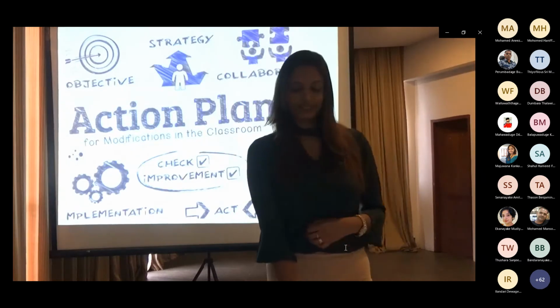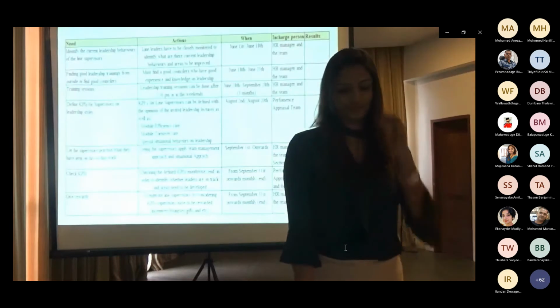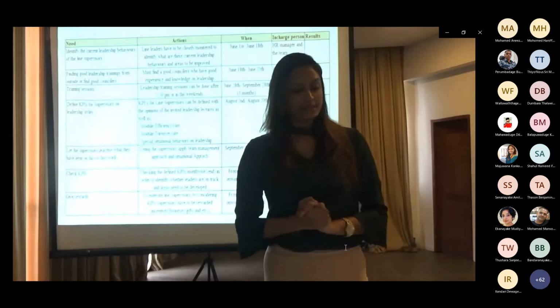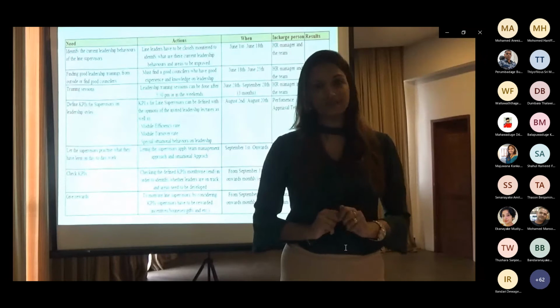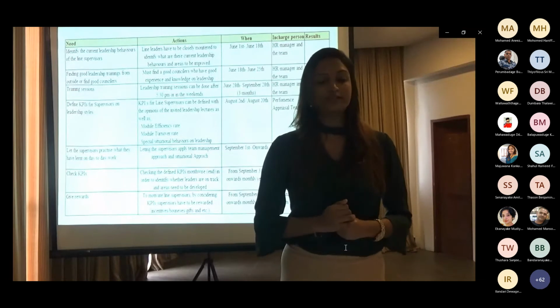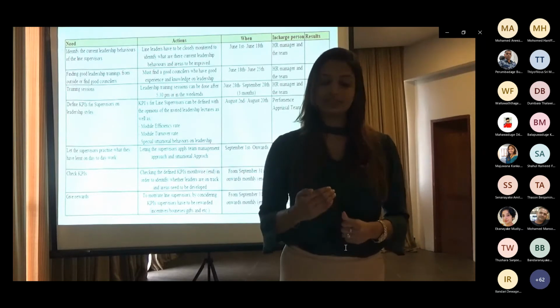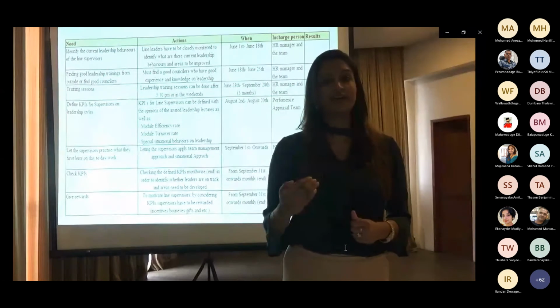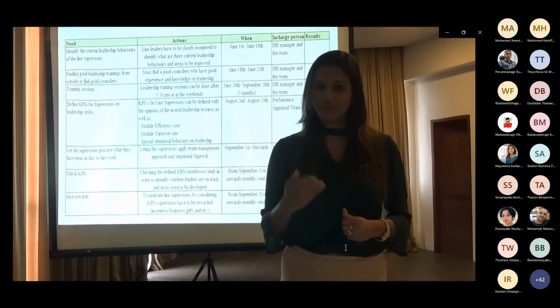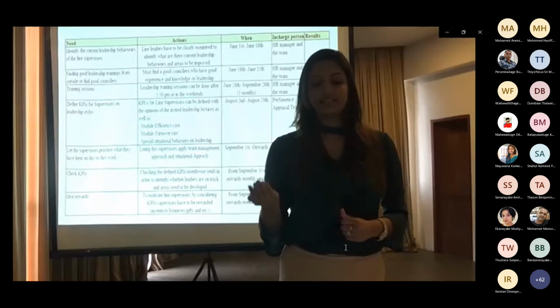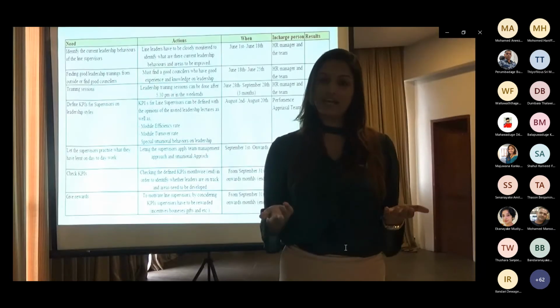Next, I'm going to introduce the action plan. In the action plan, there are 7 needs we have to fulfill. Number 1, identify the current leadership behaviors of the line supervisors. The action is that line supervisors have to be closely monitored to identify their current leadership behaviors. The time is June 1st to June 18th, and the person in charge is the HR manager and the team.